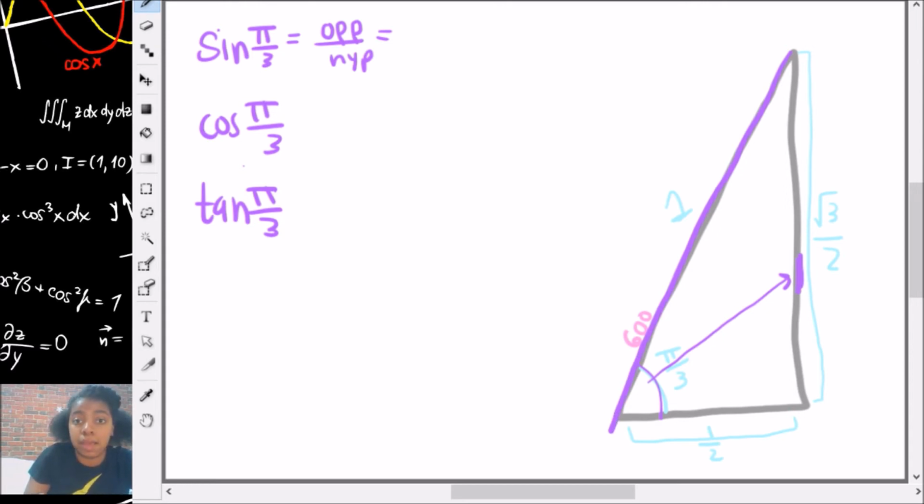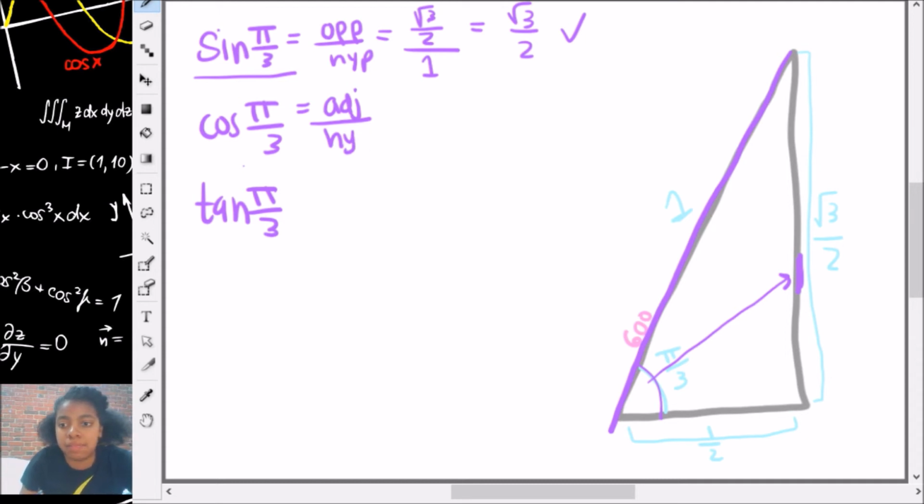So the opposite is root 3 over 2, and the adjacent is 1/2. So the sine of pi over 3 is just root 3 over 2. Okay, we're good. Now we have the cosine. The cosine is the adjacent over the hypotenuse.